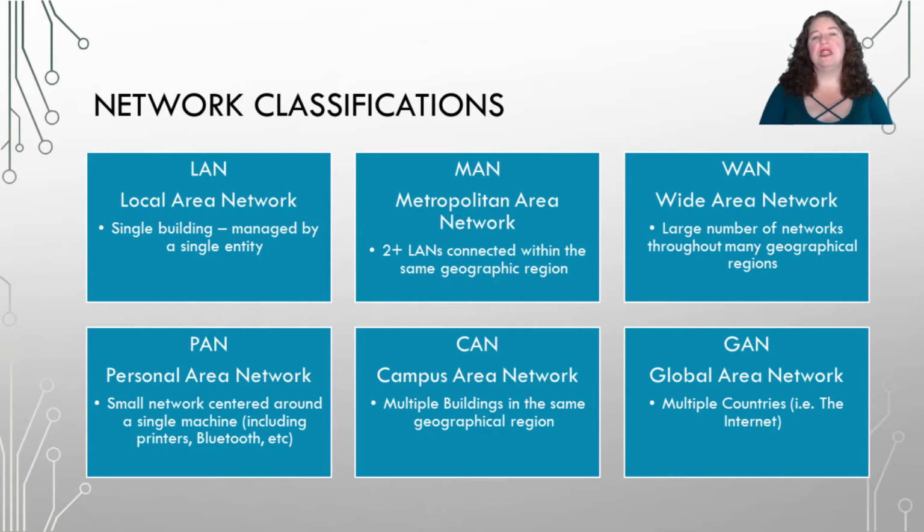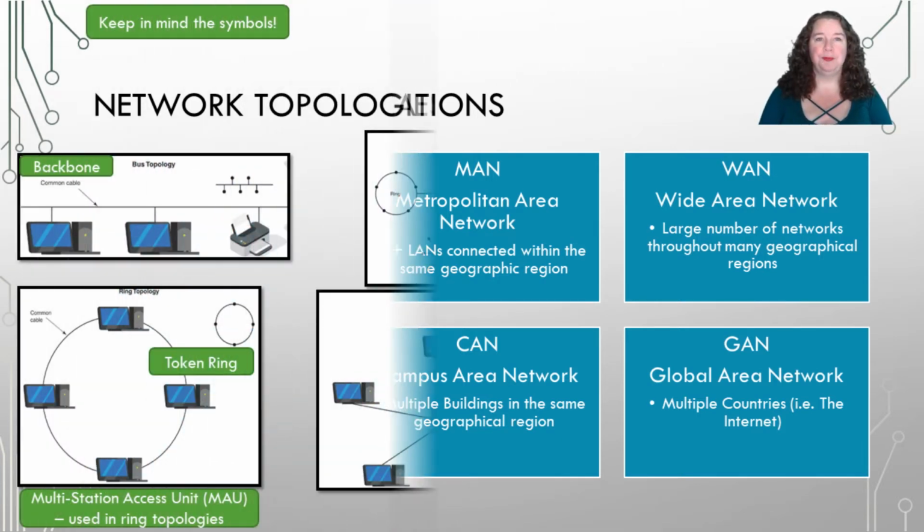So lots of different ways that we can classify, but try to think of them in terms of how many people are maintaining them, how much space do they encompass, and do they cover multiple geographic regions. So if you have the same region, you're talking about a personal area network, maybe a campus, a local area network is the kind of overall, and then a metropolitan. Those are all kind of in the same geographic region. Whereas your wide area network and your global area network are going to be larger, across multiple locations.